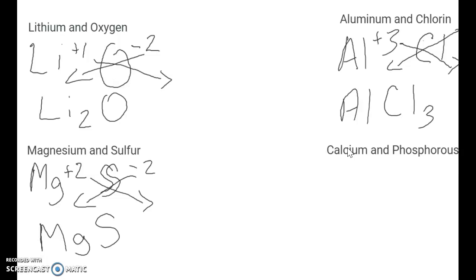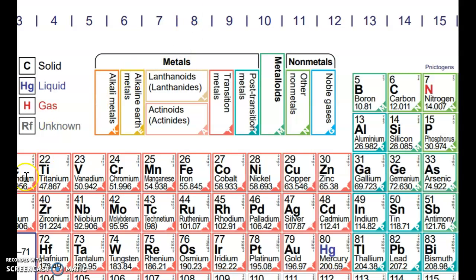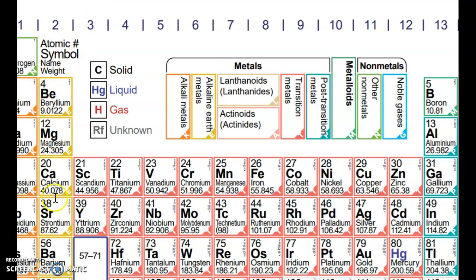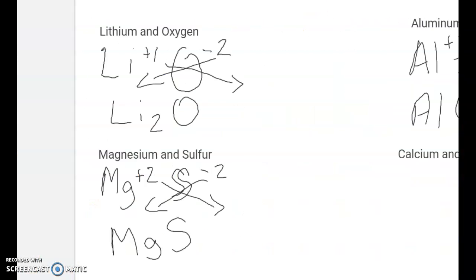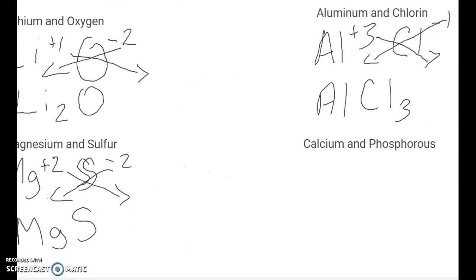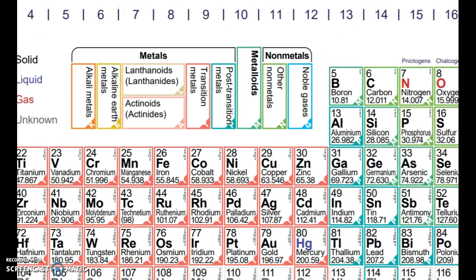Here we have calcium and phosphorus trying to create an ionic compound. Okay, calcium, phosphorus. If we go to our periodic table, right here we have calcium, which is in group 2. So what's the ionic charge on a group 2 metal? Well, we know that a group 2 metal, calcium, will have a charge of positive 2.